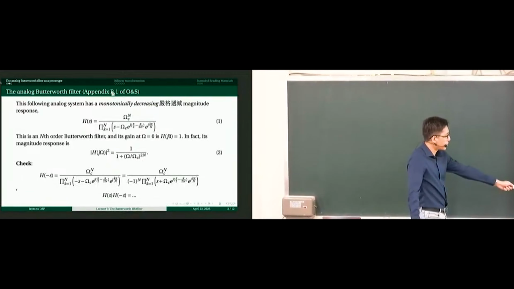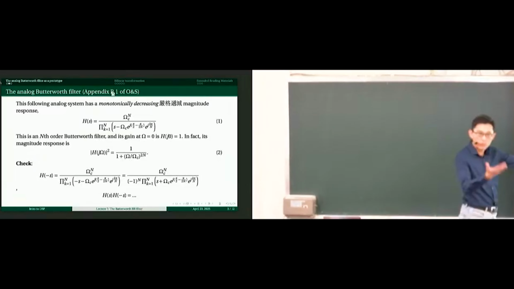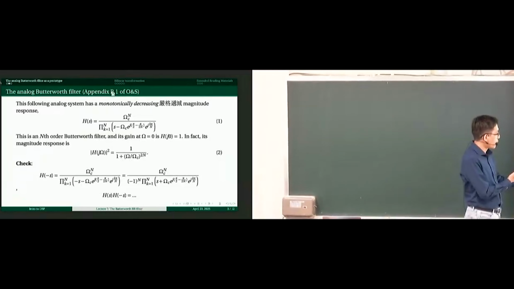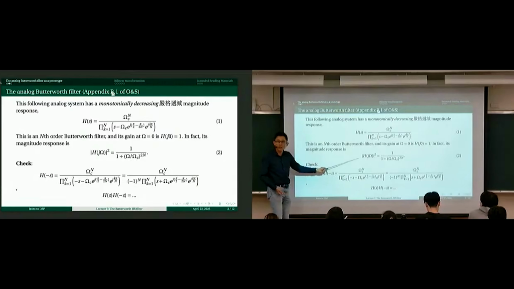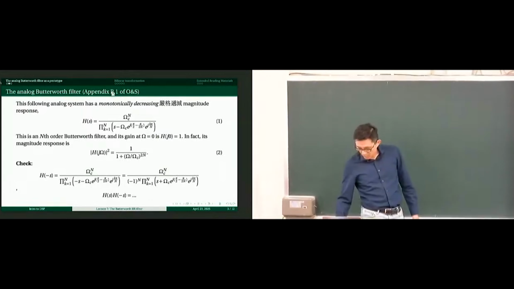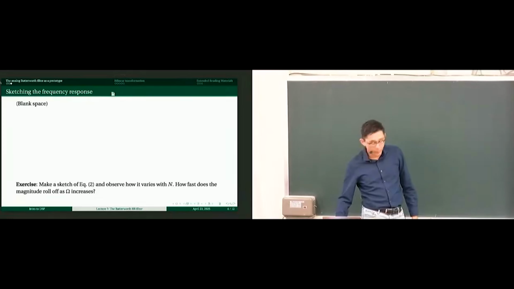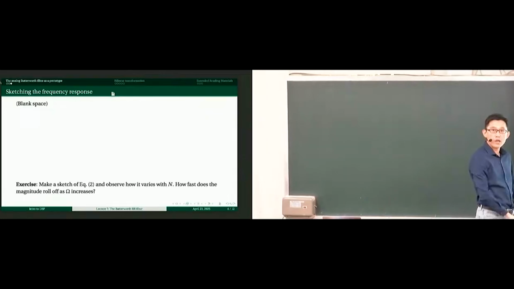Last week, we spent much time on checking why this is the case. This is not that trivial, but n could be even, n could be odd, and this expression is valid for both cases. We have checked that if you just place the poles like that around the one circle, you get this very nice monotonically decreasing magnitude response.